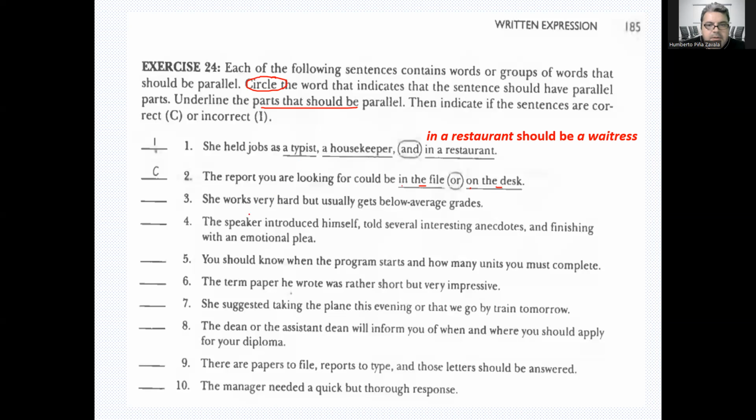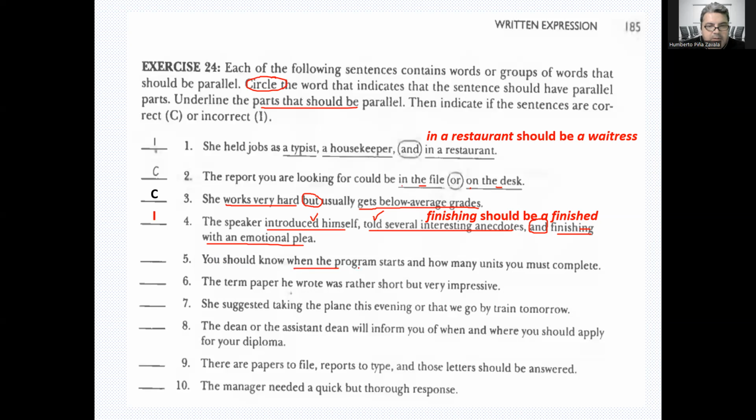Okay, let's see. Well, she works very hard, but gets below average grades. Let's see. That's okay. All right. The speaker introduced himself, told 17 anecdotes, and finishing with an emotional plea. Like that. Introduced, told. That's incorrect. It should be finished. Because past tense, should be past tense.